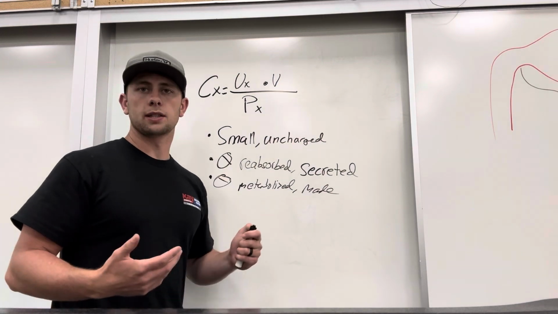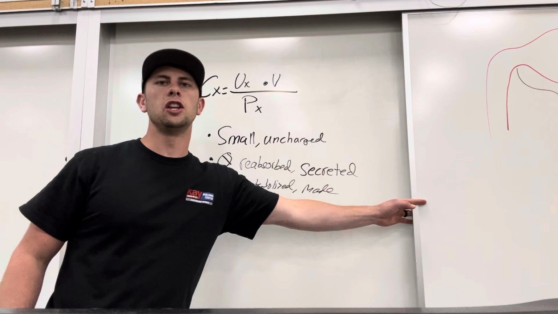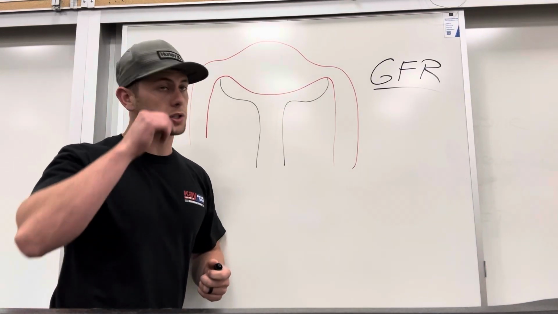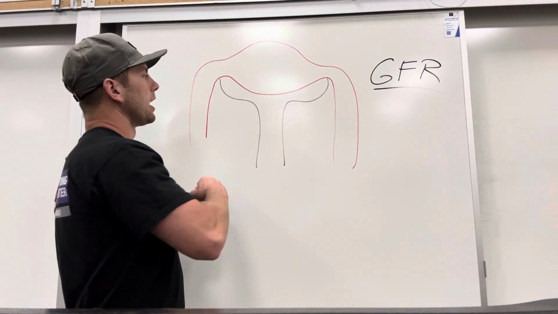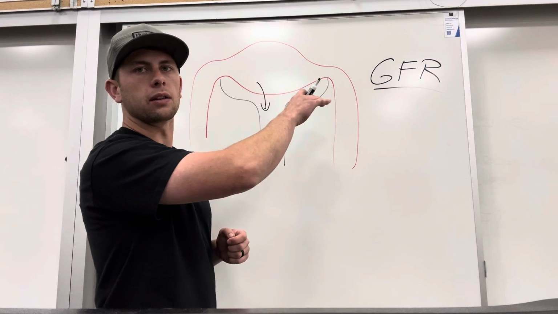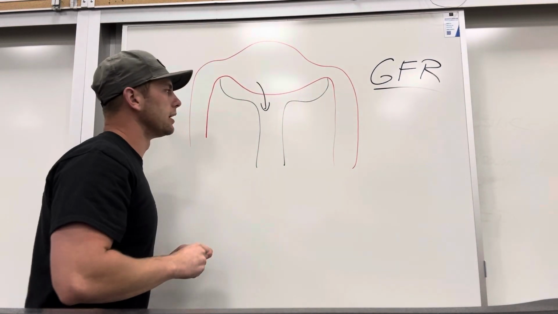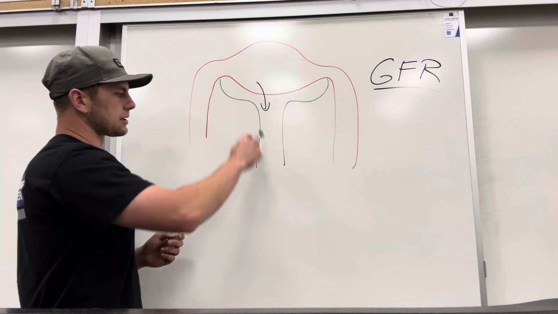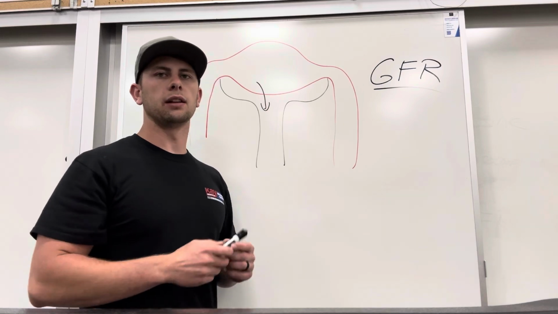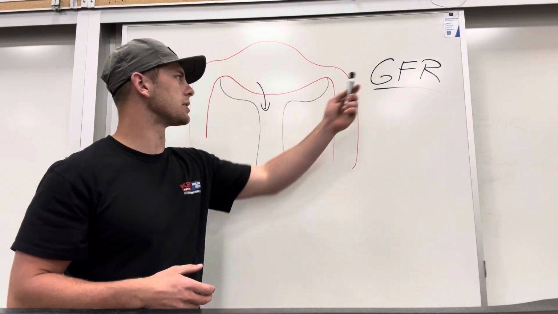So we found a substance that fits these criteria, and it's inulin. Inulin passes through, it's small, uncharged, fits that criteria, and it filters through at the same rate as our glomerular filtration rate. So we'd put in the inulin and then put in the concentrations we find through that equation, and we can figure out GFR.